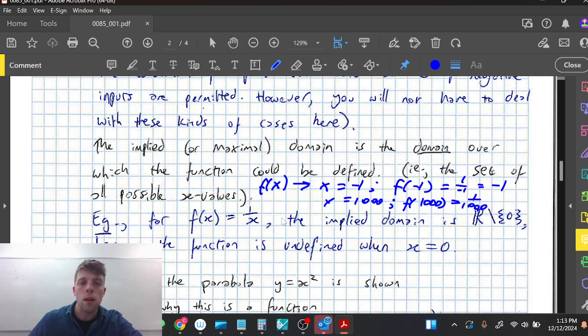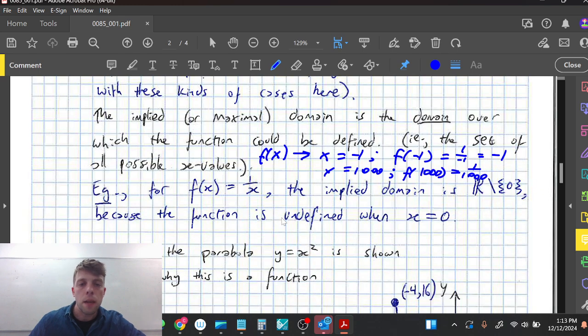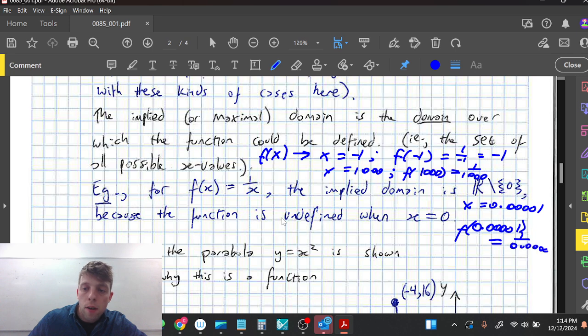Now let's consider something else. Let's say we have x is equal to 0.00001, and we put that into the equation, we get f of 0.00001, however many zeros it is, I don't even know if that's right. That's equal to 1 over that very small number, and that is equal to a big number. If we put 1 over a small number, we get out a big number.